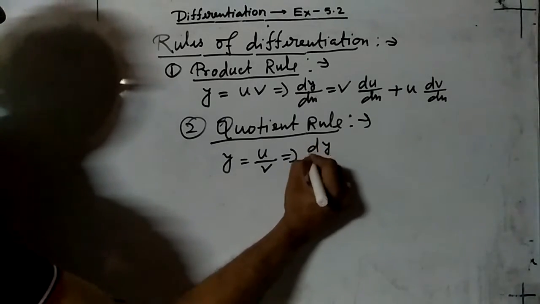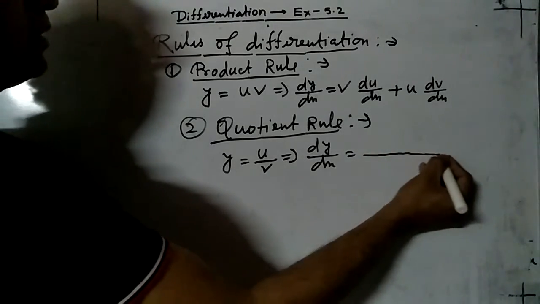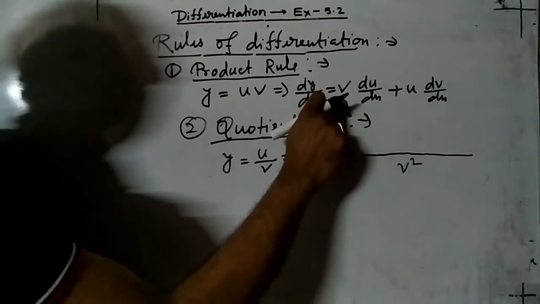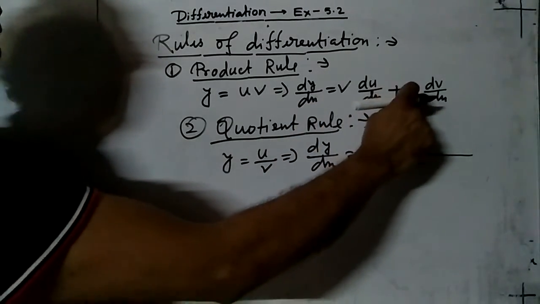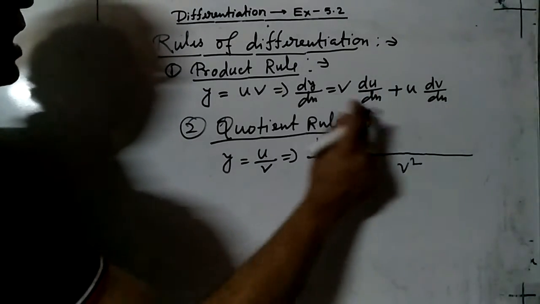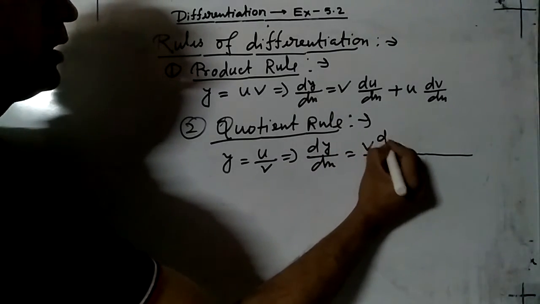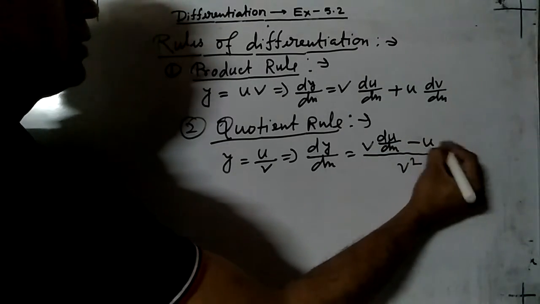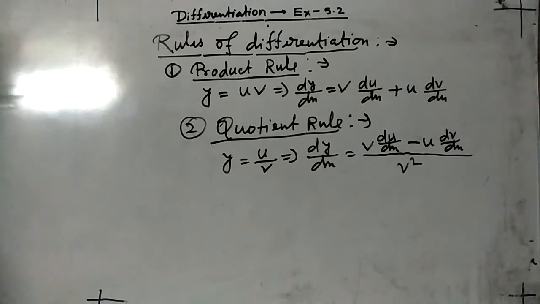respect to x will be dy by dx, and u by v has a square in the denominator, v unchanged. Observe, in case of product rule, v unchanged, derivative of u, plus u unchanged, derivative of v. Here only you change this plus sign and write a minus sign. Whole things you have to write as it is, that is v du by dx minus u dv by dx. So this is our quotient rule.